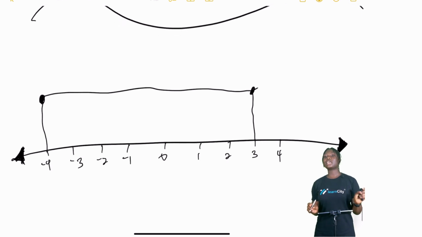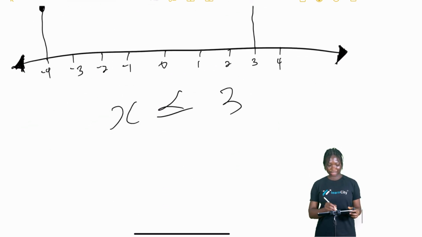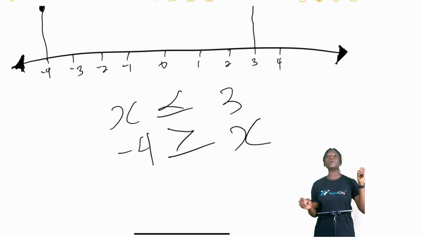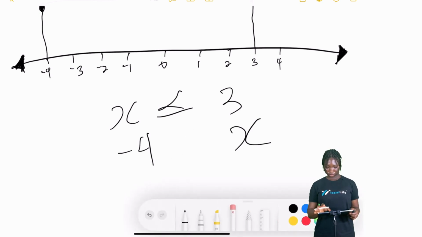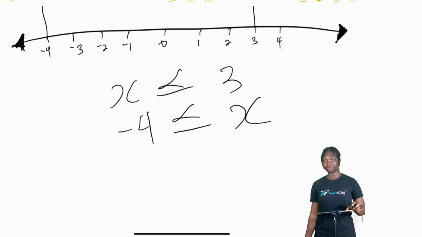So it is important to know that x is less than or equal to 3, and -4 is less than or equal to x. So we have it to be -4.